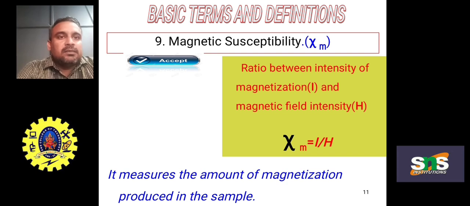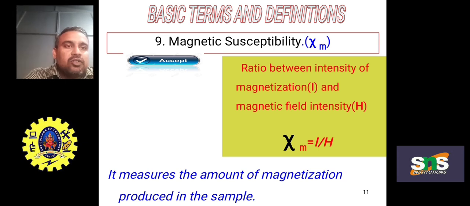Then the next important quantity is magnetic susceptibility, chi m. The susceptibility is the ratio between the intensity of magnetization I and the magnetic field intensity H. So we already know that I is the process of converting a non-magnet to a magnetic material. The magnetic field intensity is the amount of force experienced by the magnetic material. So the ratio I by H equals magnetic susceptibility.